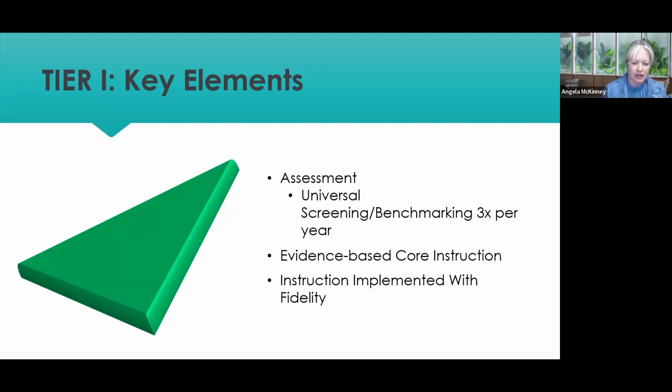How's our fourth grade doing? How's Mrs. Jones' room doing, right? And dipping down at that level to say, what do we need to change in our core instruction to make that better than it is? That's what Tier 1 is all about.